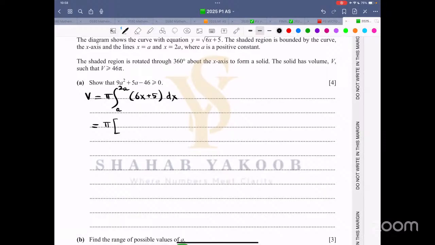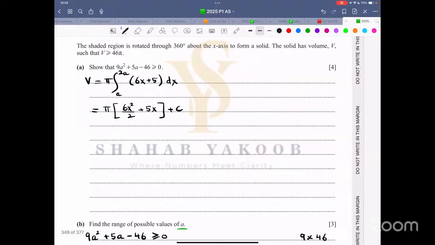So this is pi. This is 6x squared over 2 plus 5x plus this thing. So now over here, 5x and plus a constant of integration c. That thing is there on the outside. And of course, there are limits, so the c will disappear. Now the lower limit is a, the upper limit is 2a, pi as it is, a big curly bracket, then a square bracket. That is 3 into 2a squared and 5 into 2a. Close the bracket, another bracket, that is 3 into a squared plus 5 into a.